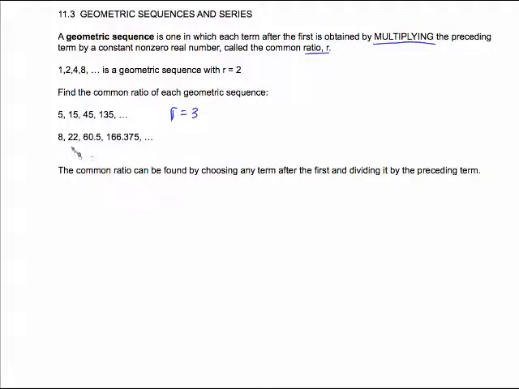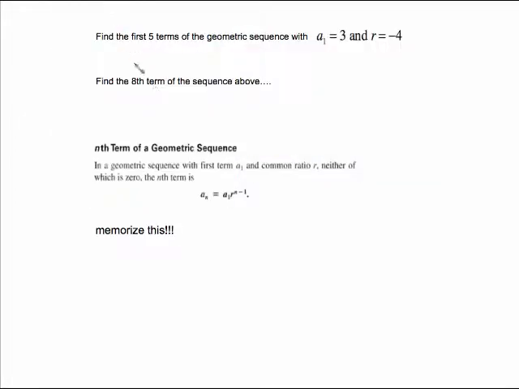Sometimes it's not so obvious what the common ratio is. So the common ratio can be found by choosing any term after the first and dividing it by the preceding term. What that says is take the second term and divide it by the first. 22 divided by 8 is either the fraction 11/4, or you can change it to the decimal 2.75, depending on what MyMathLab is asking you for. So sometimes the common ratio is obvious. Sometimes you have to do a little bit of arithmetic to come up with the common ratio.